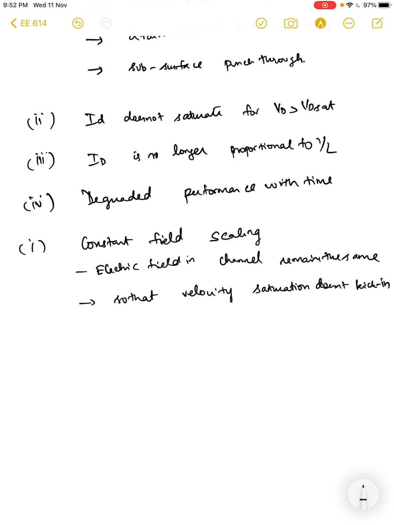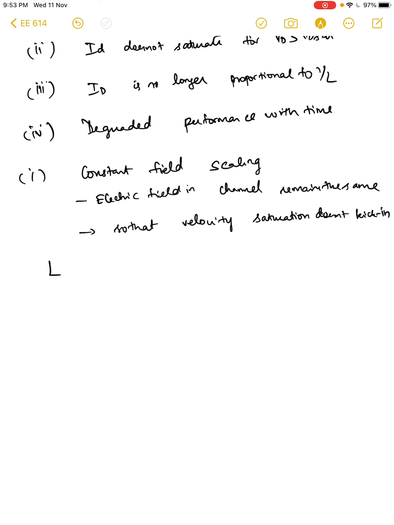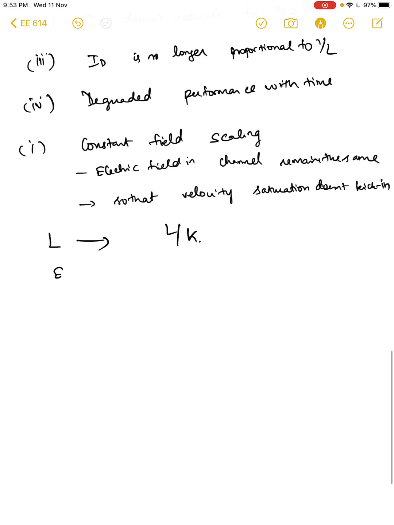So basically, to avoid velocity saturation effects, you thought, even if I shrink the channel length, I still will have the same field everywhere in the channel, so that even if I have the current to be larger, I will have the same field and do not have velocity saturation effects. So in that case, if length L is changed to L by kappa, the electric field is tried to remain the same. We don't change the electric field, it remains E.